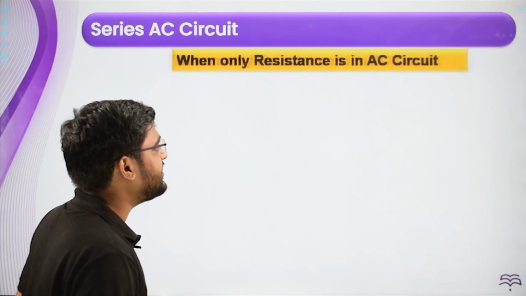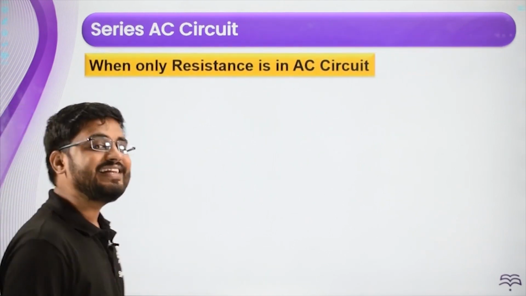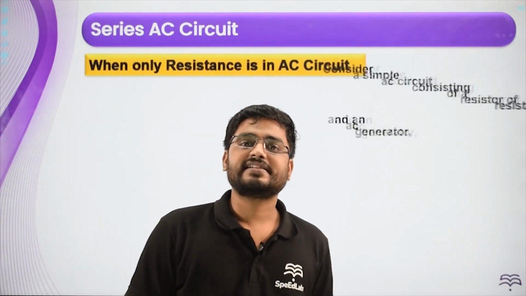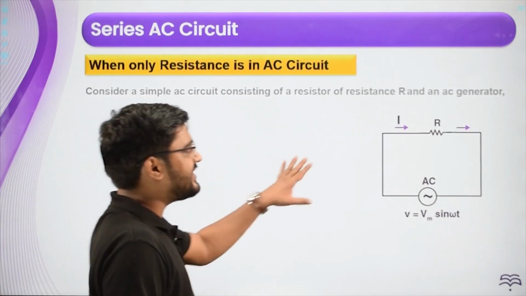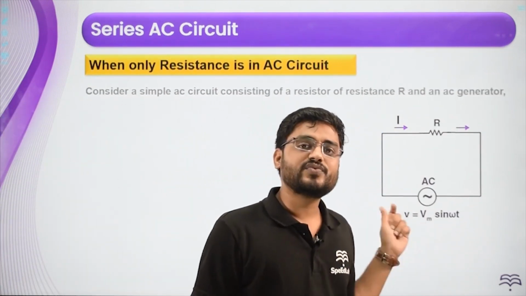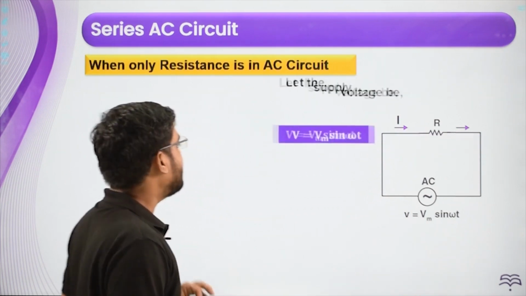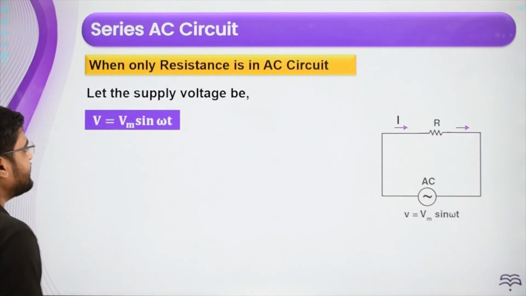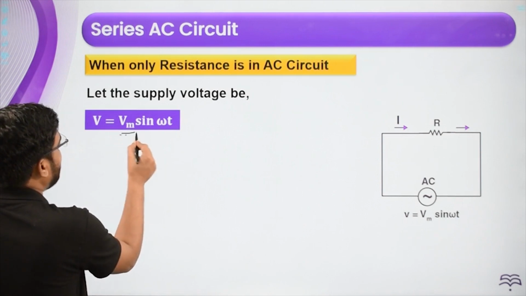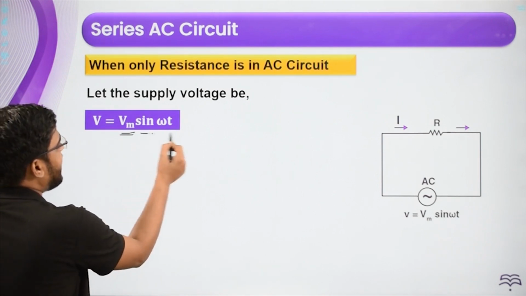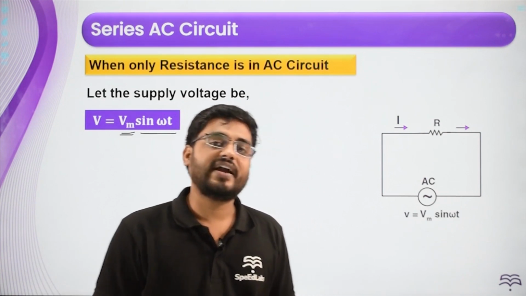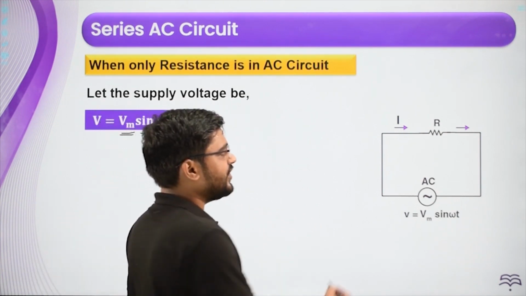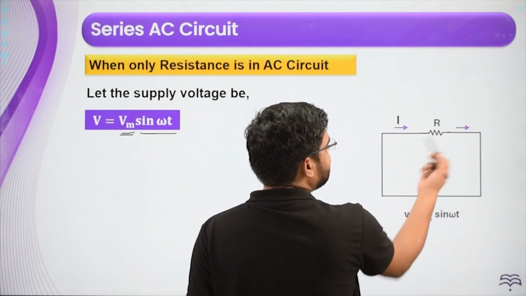So let us start with the first, and that is when only resistance is connected in an AC circuit. So this is a circuit where only a resistor is connected across this voltage, and this voltage is basically given by V is equal to Vm sine omega t. If you see, this is basically the peak value of the voltage, and this is a sine varying voltage. So we know the voltage, and the idea is to find the current, how much current will be flowing in this circuit or in this resistance.